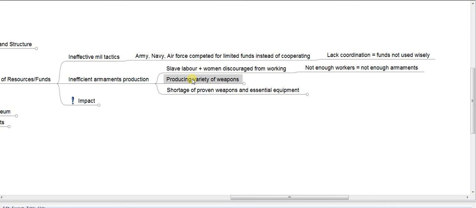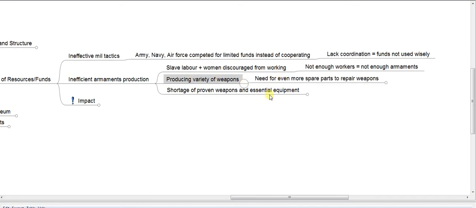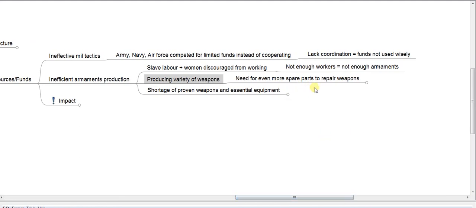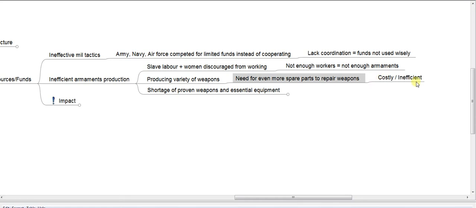The Germans produced a variety of weapons. When you produce so many weapons, you will need so many different kinds of spare parts to repair them. The Allies produced only a few kinds of weapons, and this was very easy because they didn't need to produce so many different kinds of spare parts. So the Germans, having to produce so many different kinds of spare parts, found it very inefficient and very expensive. And this again weakened their war effort.